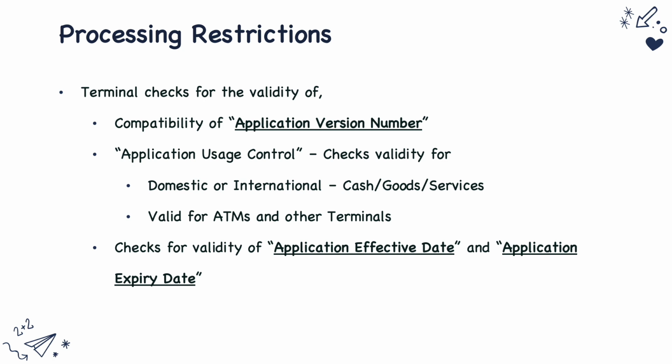So, what is application usage control? This is a particular feature where the issuer can restrict the country and the services that the chip can be used for. For example, the issuer can set that this particular chip card can be used only for domestic purpose or international transactions as well, or it is valid only for ATMs or for other terminals. So AUC, that is application usage control, gives control to the issuer to allow what type of transactions can be performed or not.